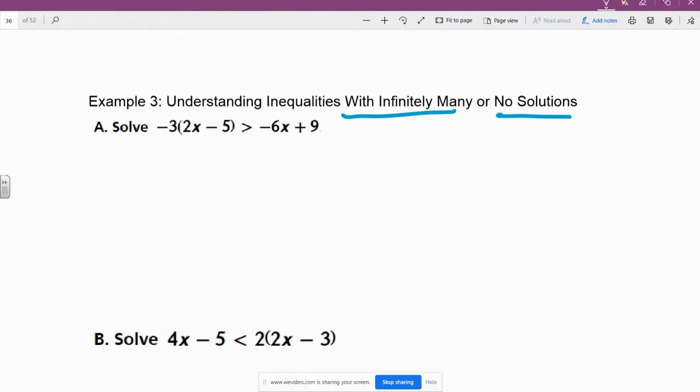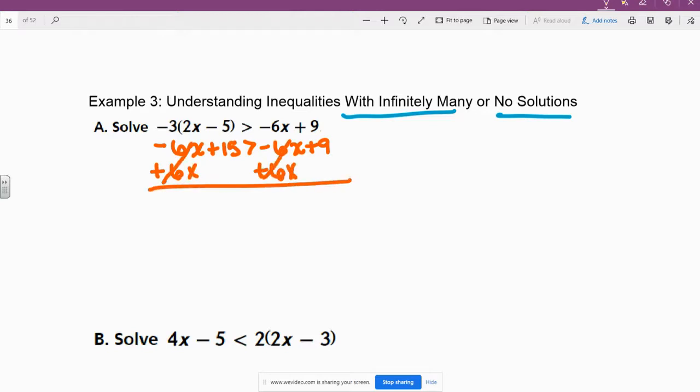So we're going to go ahead and solve. On this left side, I'm going to distribute the -3. So -6x plus 15 is greater than -6x plus 9. Now, most of you at this point can tell, since the coefficients in front of the x are the same, that means they'll cancel each other out. But if you want to prove it here, we can add 6x to both sides. Crosses out, you get 15 is greater than 9. Is that true?